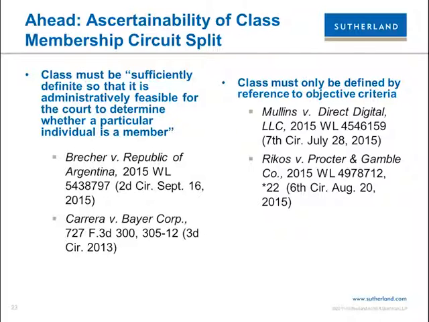Thanks, Valerie. On the issue of class certification and class actions, there's one other issue that's percolating in the lower courts. Before we get to that, here's a reminder about CLE credit.